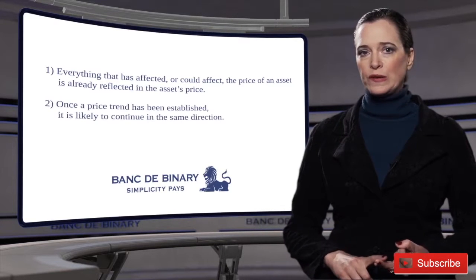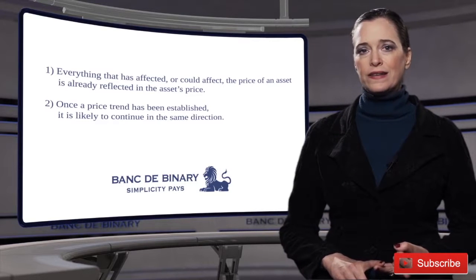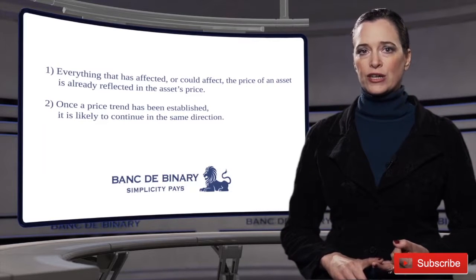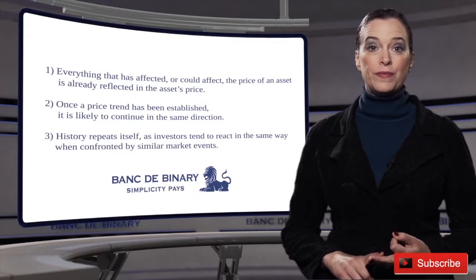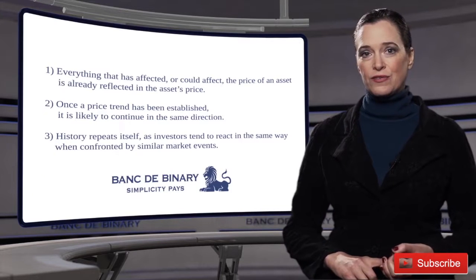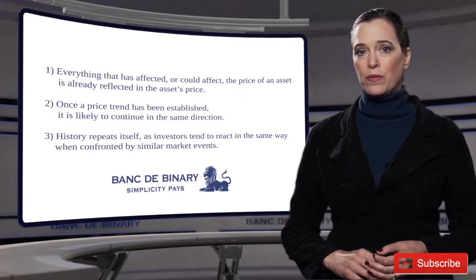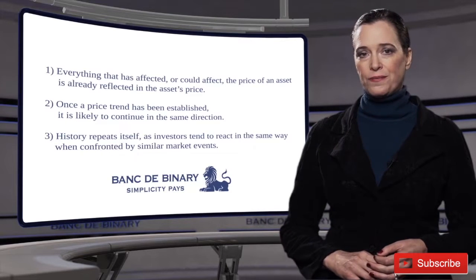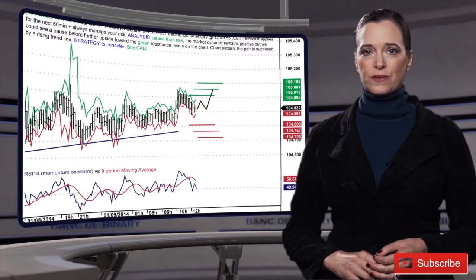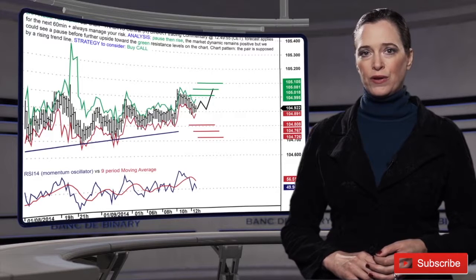Number two, that once a price trend has been established, it is likely to continue in the same direction. And number three, that history repeats itself, as investors tend to react in the same way when confronted by similar market events. So, let's take another look at the trading signal and break it down into its component parts.